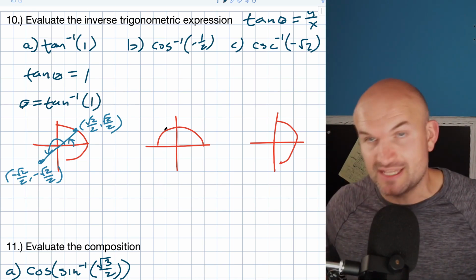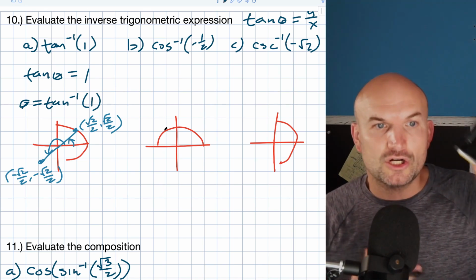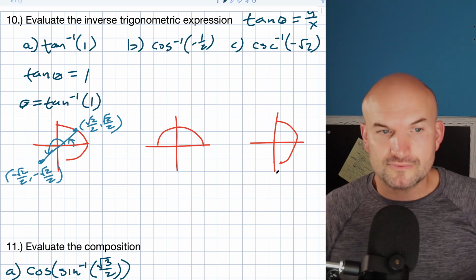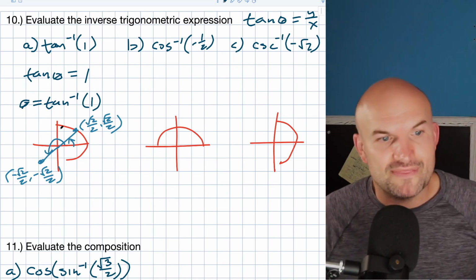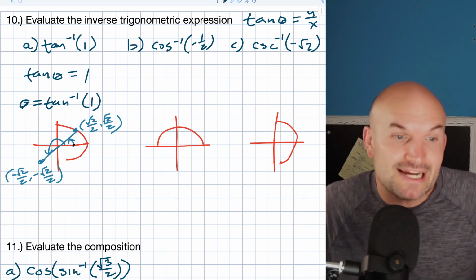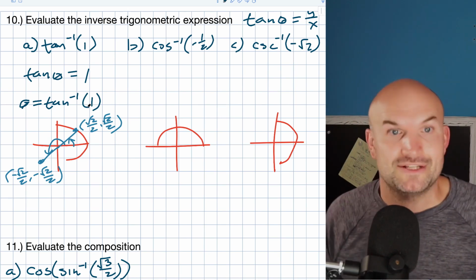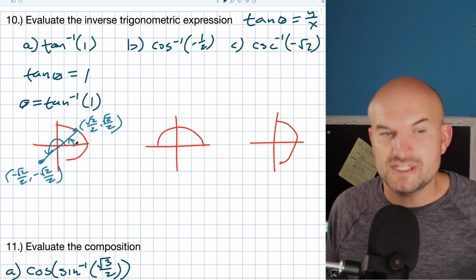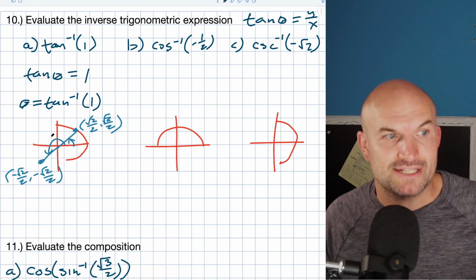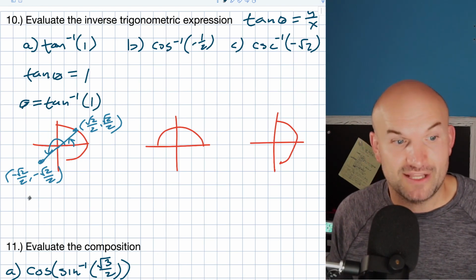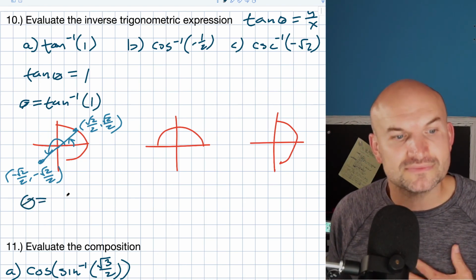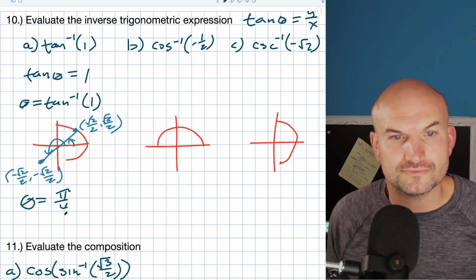And you can always verify this when you use your calculator. These are called inverse functions. So there's only one answer. That's why we have these restrictions, because if we didn't have these restrictions, there'd be infinitely many answers. So we only use these restrictions to be able to get our one answer. And in this case, my final answer here, theta, is going to equal pi over 4.